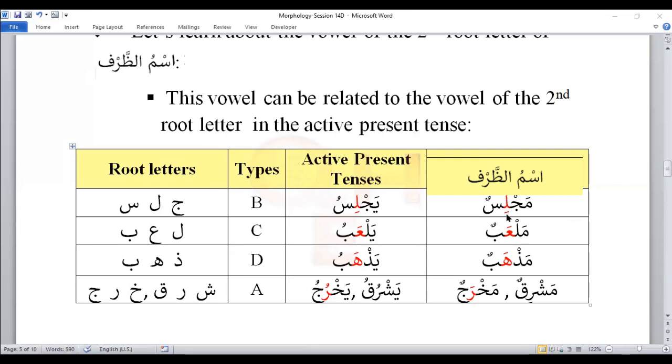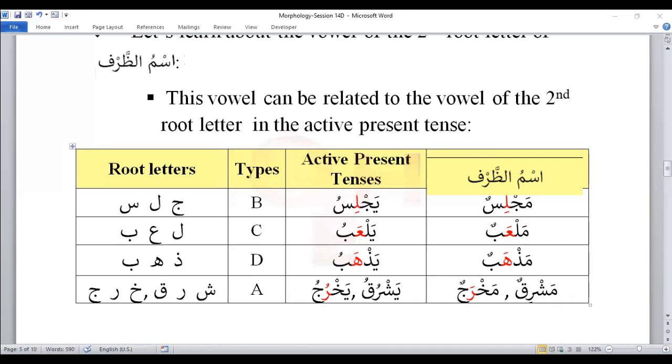It cannot carry dhamma for the second root letter. But how about when you have the second root letter carrying dhamma? For example, for the root letters kha, ra, jim, this is type A, yakhruju, the ismu zarf is makhraj. For root letters sheen, ra, qaf, yashruqu, the ismu zarf is mashriq. So you can see when the second root letter carries dhamma, it can have both options, depending on the particular set of root letters. The second root letter for the ismu zarf can have fatha, or it can also have kasra.